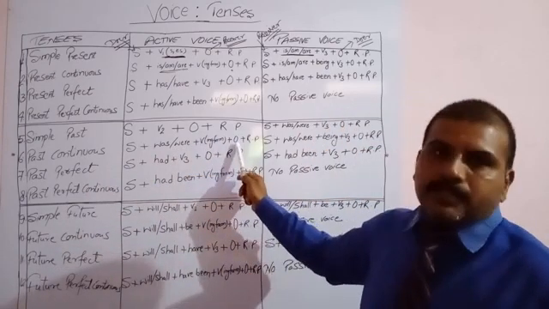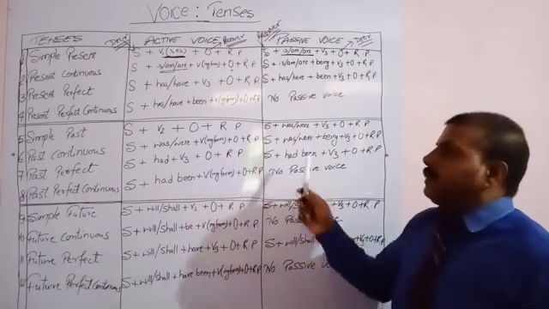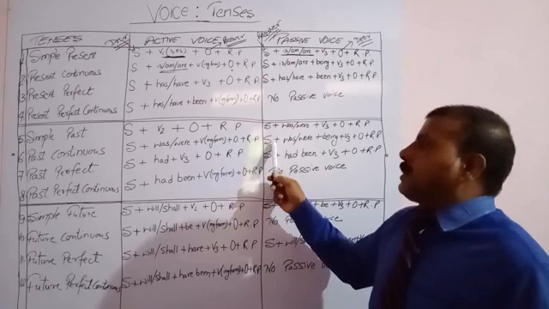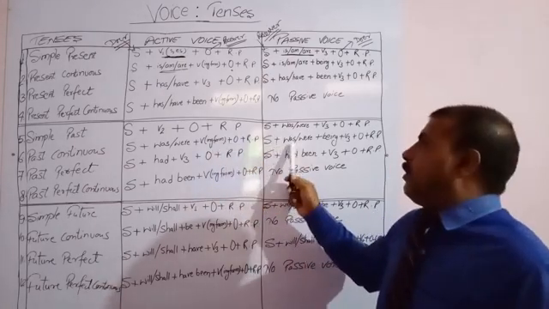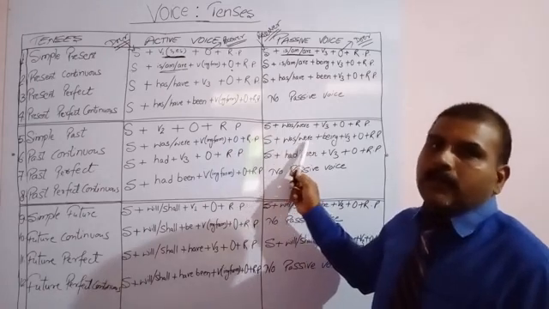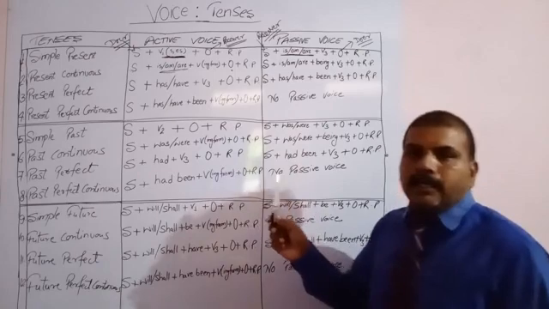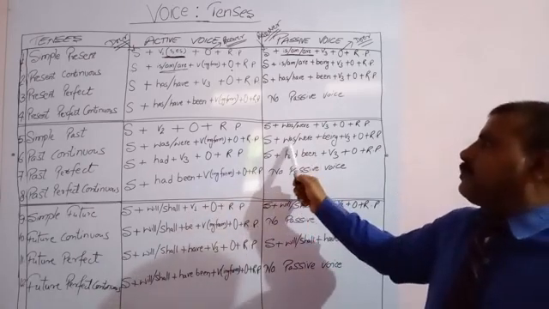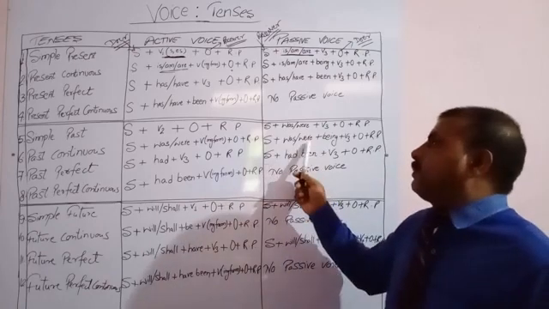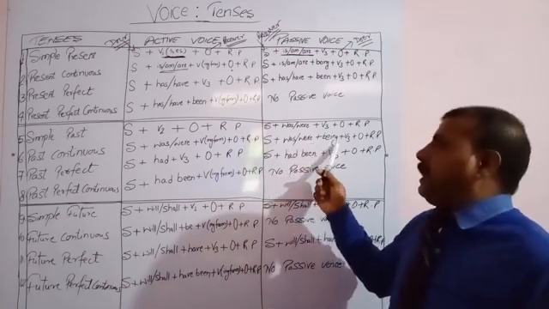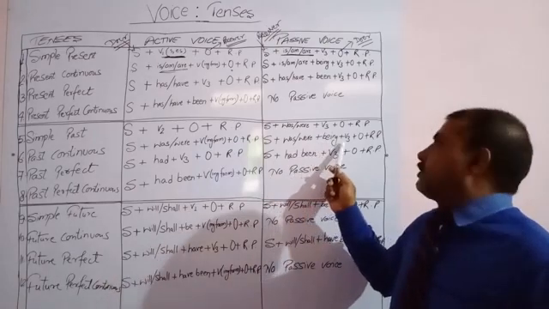Then the object means the receiver of the verb, and the remaining part. Likewise, in passive voice, the subject means the receiver of the verb, which here becomes the subject. Then was or were, we follow the subject-verb agreement. If the subject is singular or I, we use was; if the subject is you or plural, we use were. And then afterward, as it is continuous, we use being, then the verb third form.